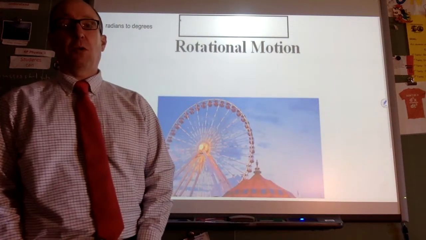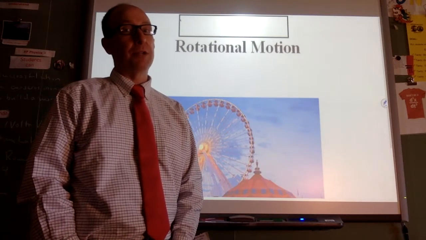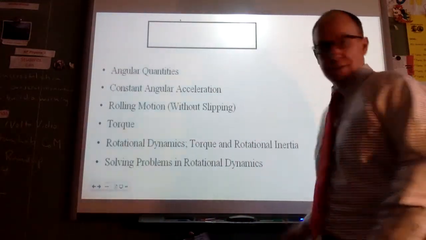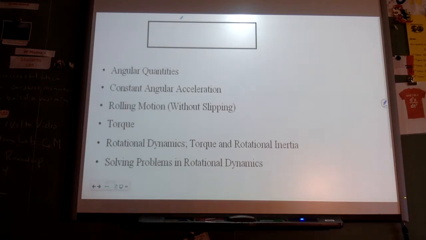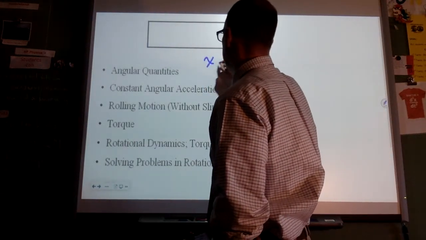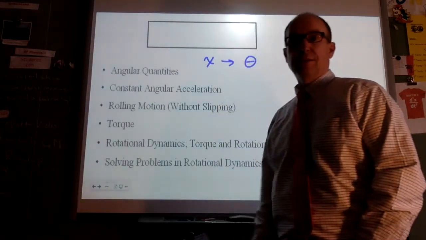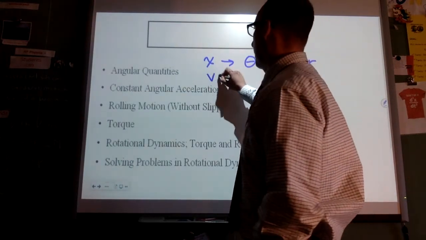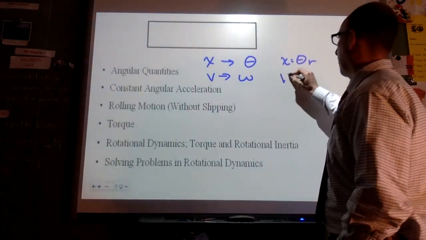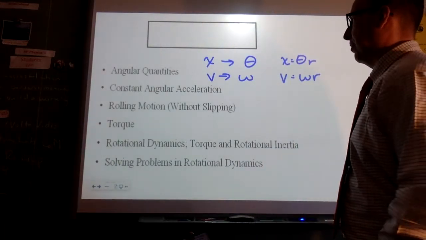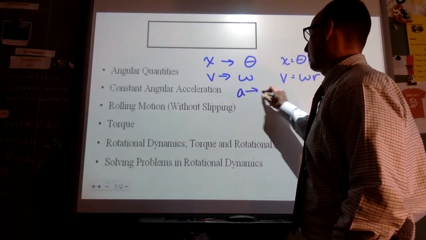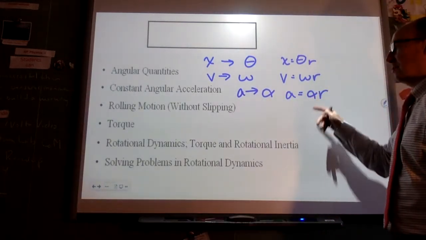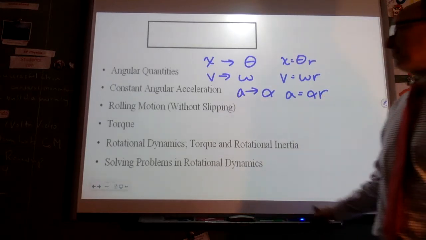All right, so I'm going to bounce through this pretty quick and get to the calculus parts because we've already covered this once. So in rotational motion, we're going to have our angular quantities. Distance is going to be related to angle measure. Velocity is going to be related to angular velocity. Acceleration is going to be related to angular acceleration.